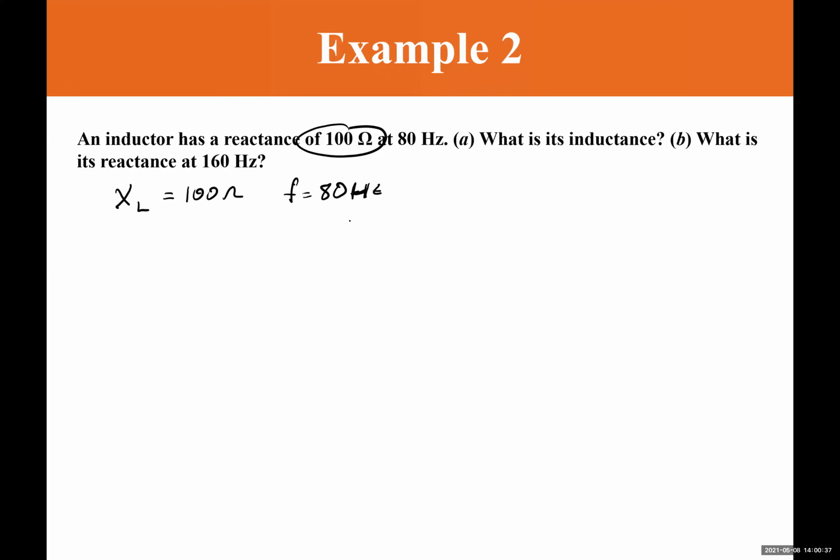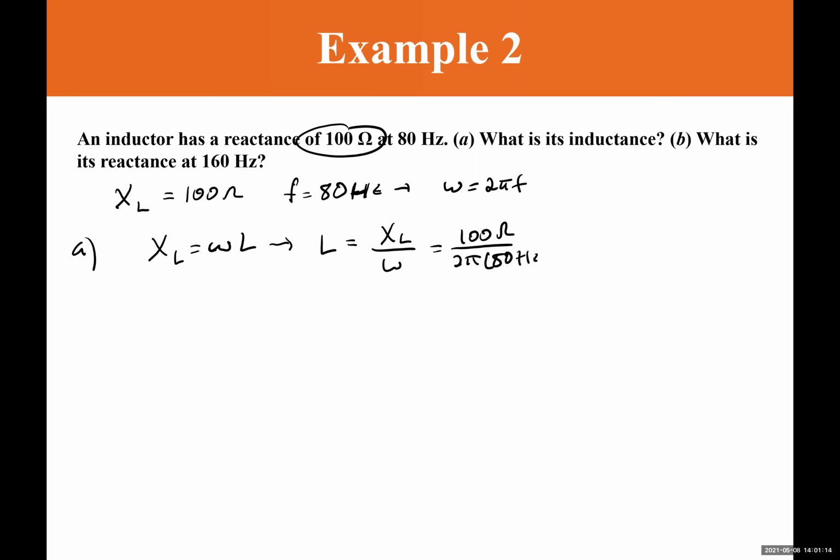We can use this to find omega, which is 2 pi times f. Omega always equals 2 pi times f. And X sub L equals omega times L, so reactance equals the angular frequency times the inductance. For part A, L is X sub L divided by omega. So we have 100 ohms divided by 2 pi f, where f is 80 hertz, and we calculate the inductance to be 0.20 henry.